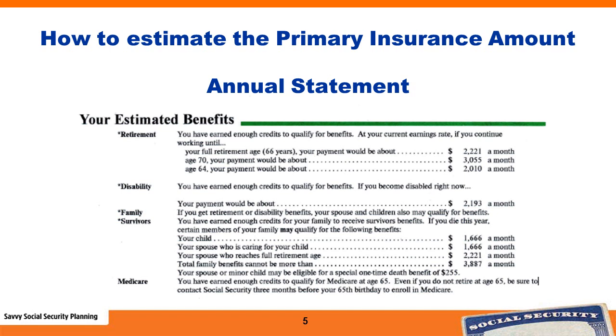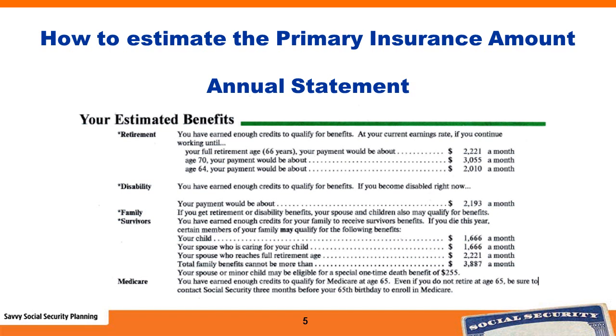The easiest and most common way to obtain a client's benefit estimate is to look at the client's latest annual statement from the Social Security Administration. Here's a picture of my latest personal benefit statement. It tells me that if I continue working until I'm 66, my benefit would be about $2,221. This is my primary insurance amount, or PIA. This is the number we're interested in for the calculators.